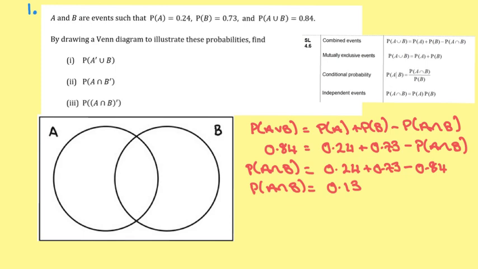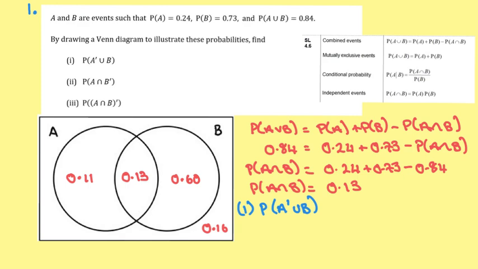Now we can fill in our Venn diagram. So we know the intersection is 0.13. We know that the probability of A must add up to 0.24. So that makes this bit 0.11. We know that the probability of B must add up to 0.73. So that makes this bit 0.60. And the bit outside, which is left, because this adds up to 0.84, is 0.16.